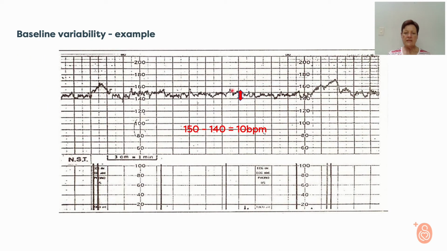Here you can see again, if you want to draw a line here, there's 140 and your line will almost go here at the top of my cursor there. And then if you draw a line here at the top, it will be more or less at 150 beats per minute. So our variability in this case is 10 beats per minute.